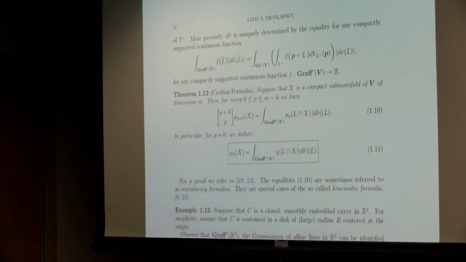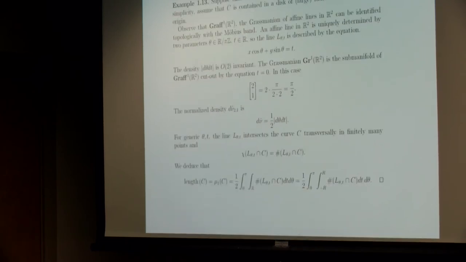Okay, that's all you need. So let's look at one example. That's Crofton's original formula, where I take X to be a curve in R2, and I slice it with... let's see what I'm trying to do. So we start with the curve in R2, and I slice it with codimension 1 planes, which are lines.